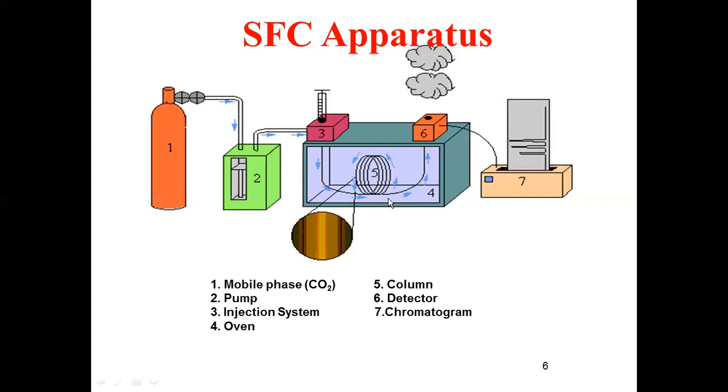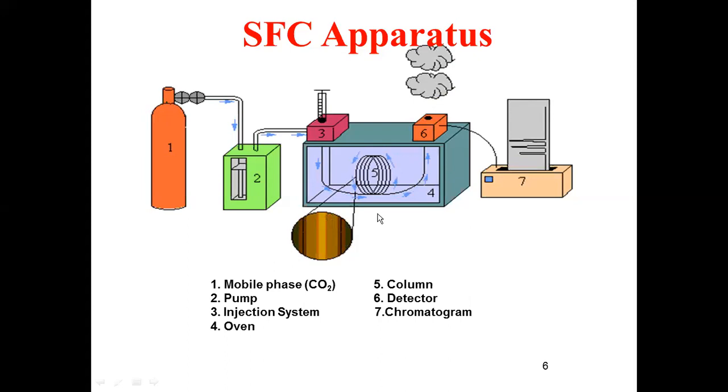If the sample throughput is very high, we can use packed columns which are made of stainless steel or glass, whatever it is. This is the cross-sectional view of the column. You can see here the packing material is present. If it is an open tubular column, there will be no packing material. The starting material used to construct the column itself will act as the stationary phase. So the solute molecules, depending upon their polarity or their relative affinity towards the column, are eluted one by one.